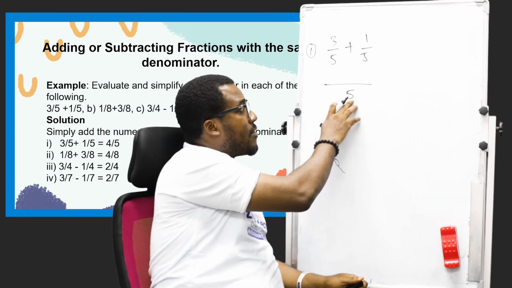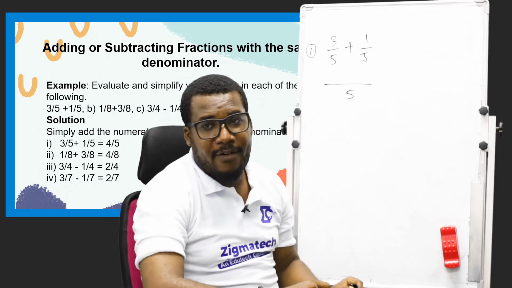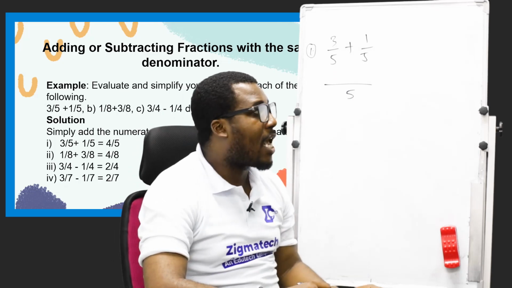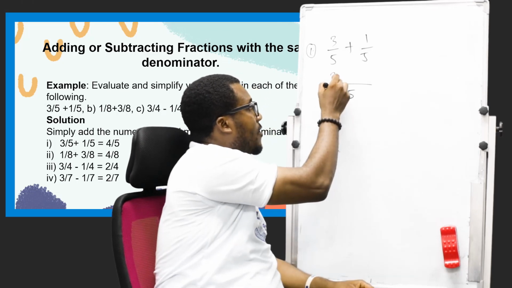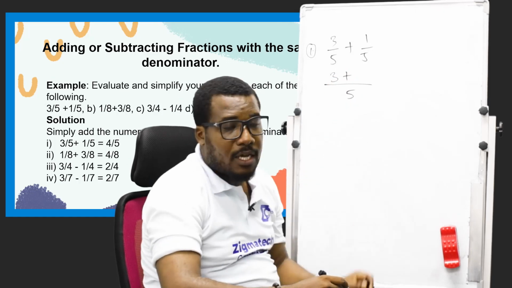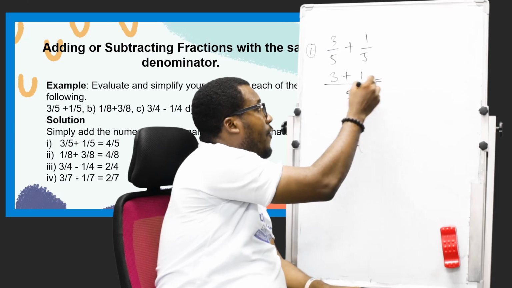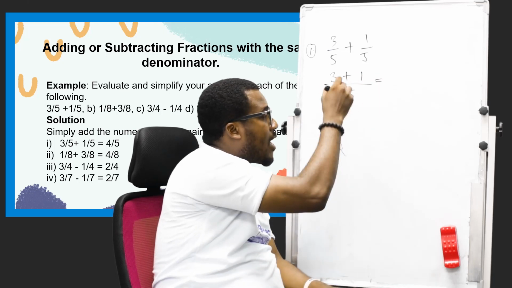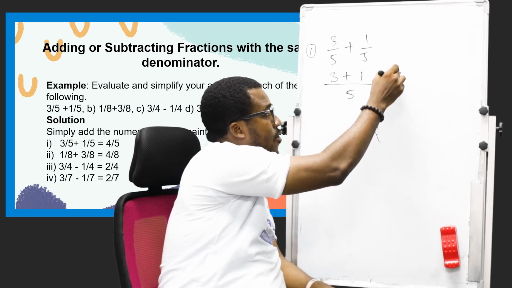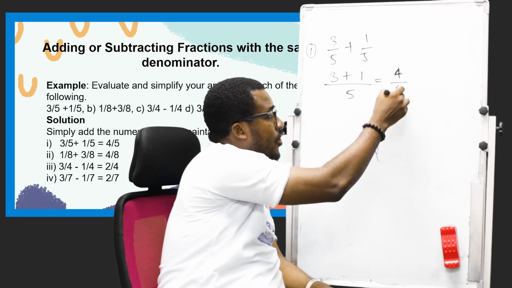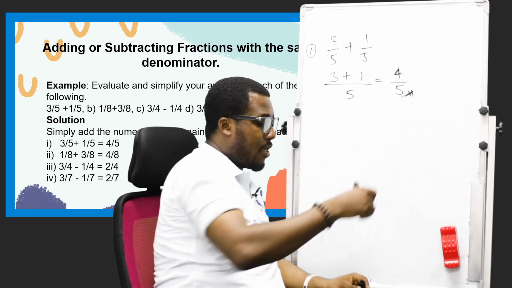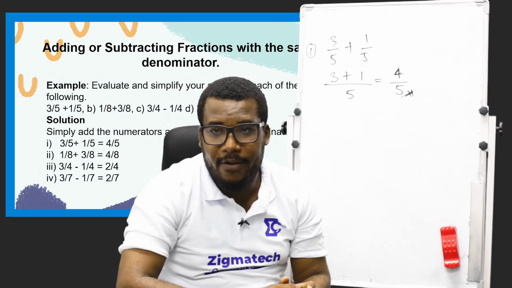Now, we have 5 here. 5 divided by 5 will give us 1. And 1 times 3 will give us 3. 5 again, divided by 5 gives 1. 1 times 1 will give us 1. Therefore, if you add your numerators, the guys upstairs, you'll get 4, and then you bring down your denominator. Your answer to this question is 4 over 5.